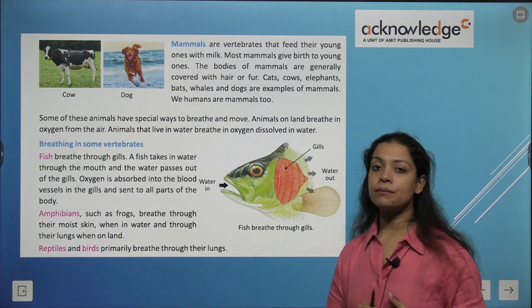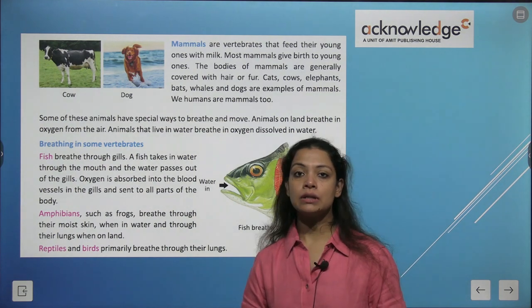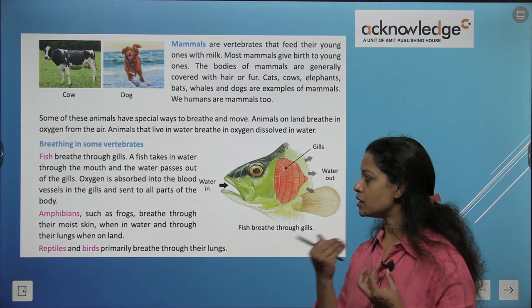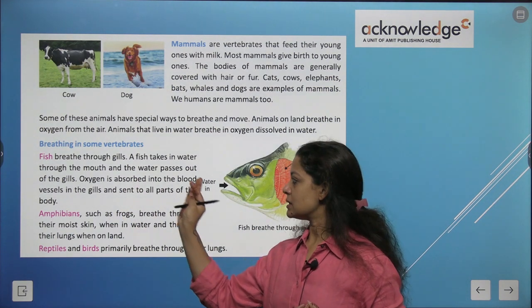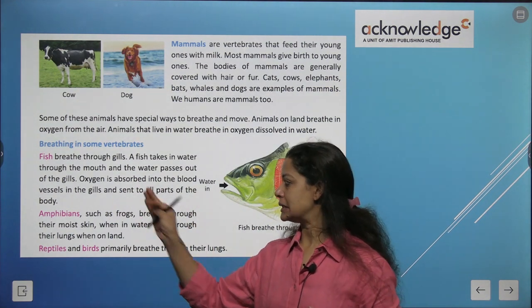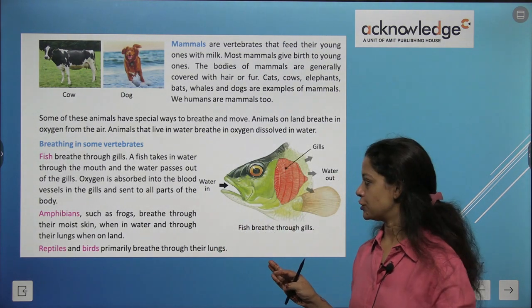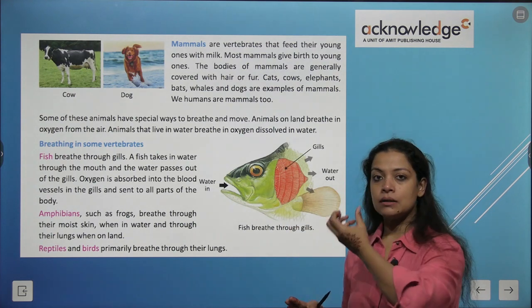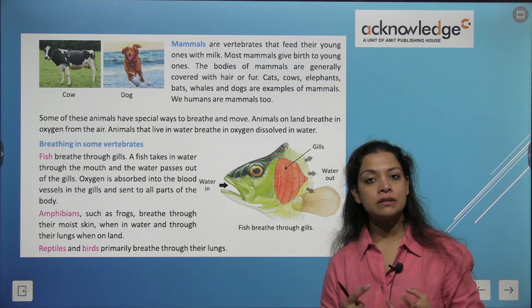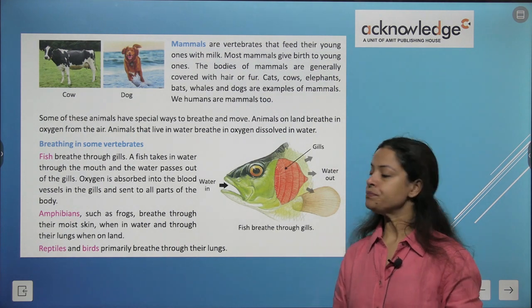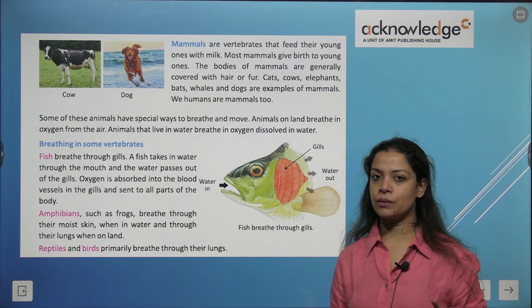Now, breathing in some vertebrates. Coming to fish, they breathe through gills. A fish takes in water through the mouth and the water passes out of the gills. Oxygen is absorbed into the blood vessels in the gills and sent to other parts of the body. That is what happens in the case of fish. They respire through the mouth. They use the oxygen which is dissolved in the water, and then this oxygen is spread and used by other parts of the body.